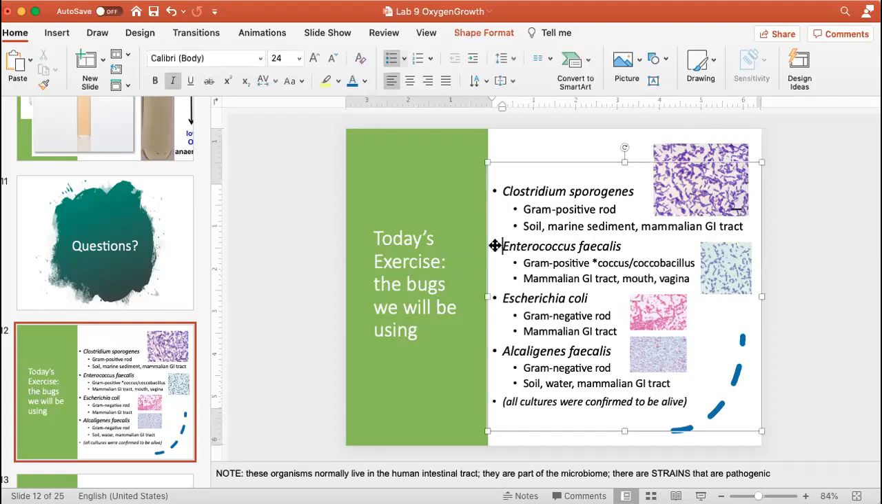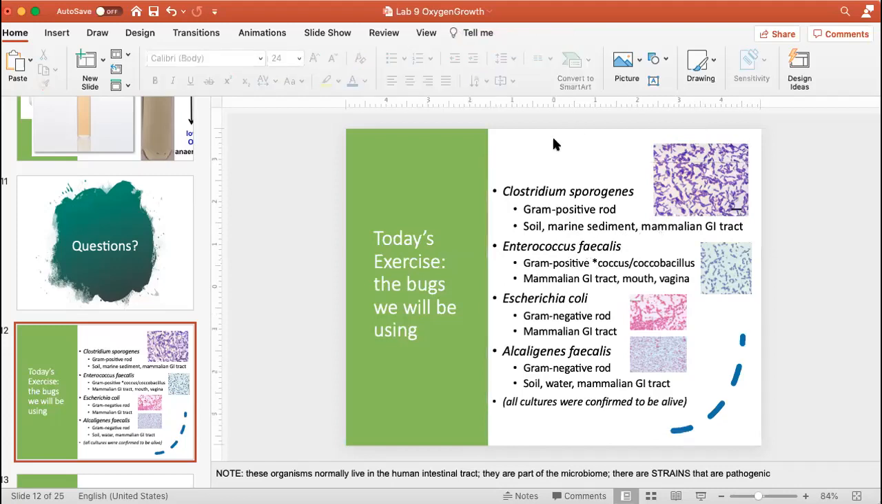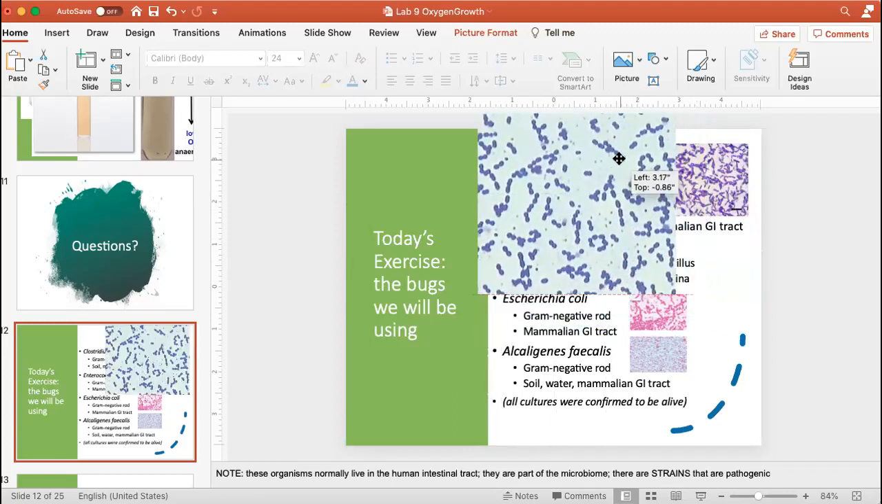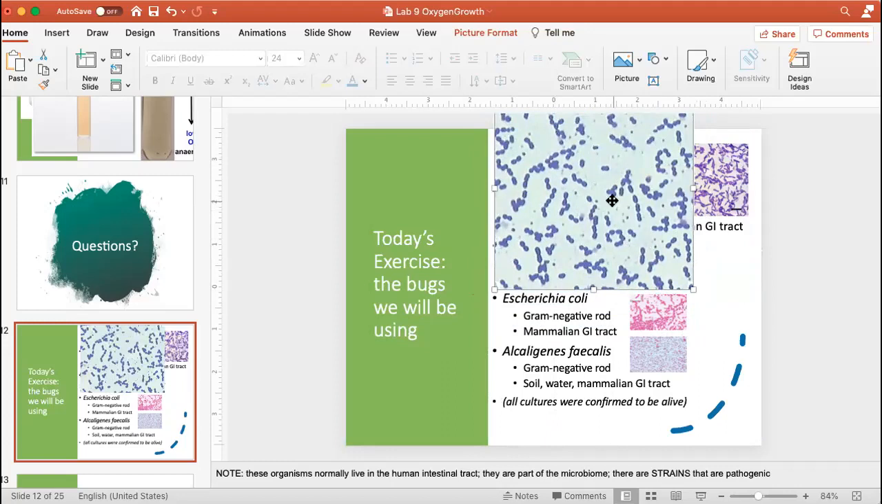Second on the list is Enterococcus faecalis. Now, we talked about Enterococcus in the special media lab. Remember, this is a gram-positive coccus, and it's also an intestinal organism or a fecal organism. You can find it in, again, the mammalian GI tract. You can also find Enterococcus in other parts of the body. You can find it in the female reproductive tract, at least in the lower parts. And you can even find it up in the higher parts of the digestive tract. You can find it in the mouth sometimes. This is Enterococcus. Take a look at these cells.